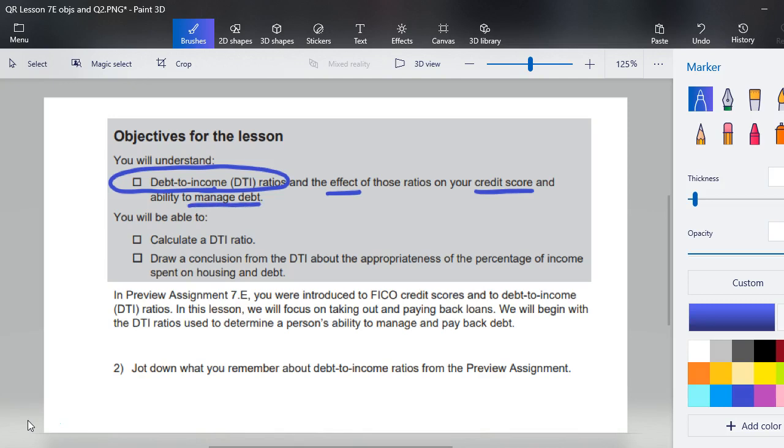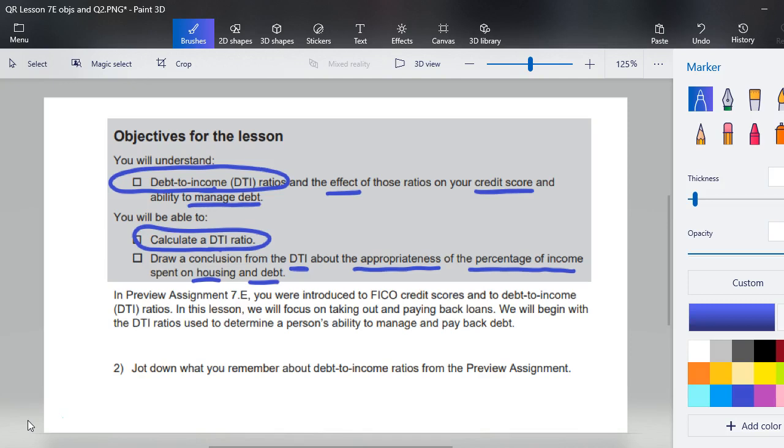You're going to be able to calculate this DTI ratio and draw conclusions from it about the appropriateness of the percentage of income spent on housing and on debt. We're going to do some thinking, we're going to do some algebra, we're going to do some calculations, and we're going to make some conclusions on all of this.